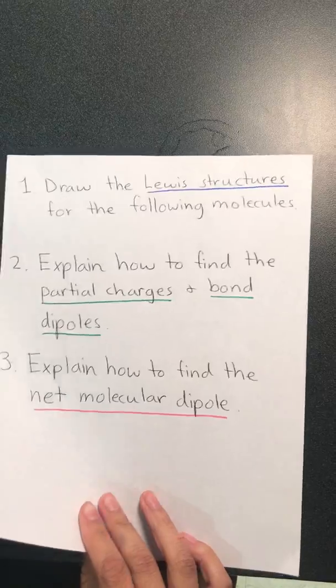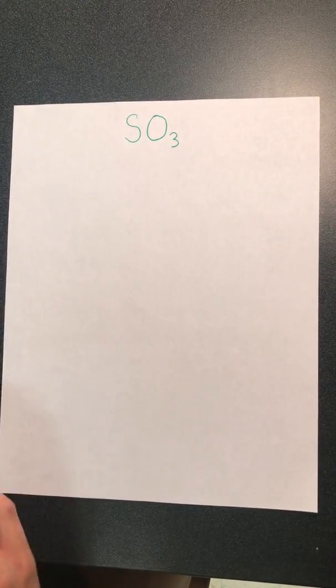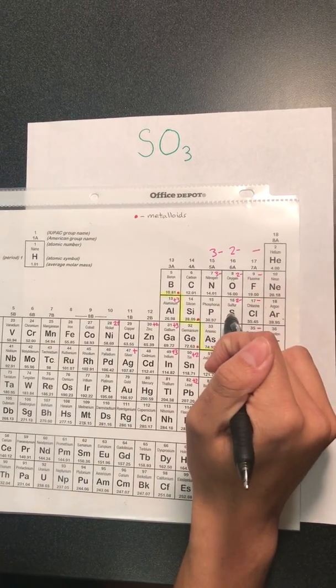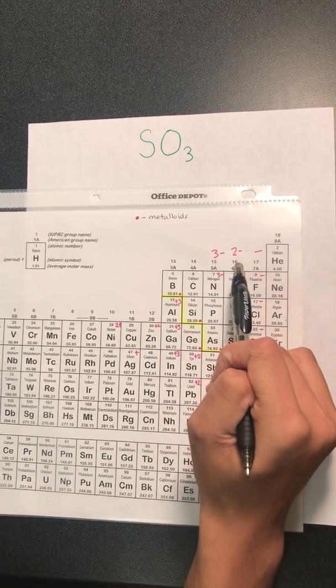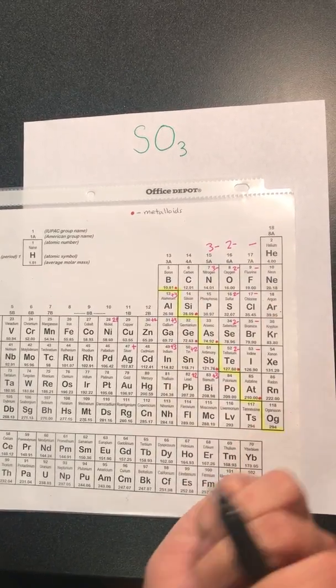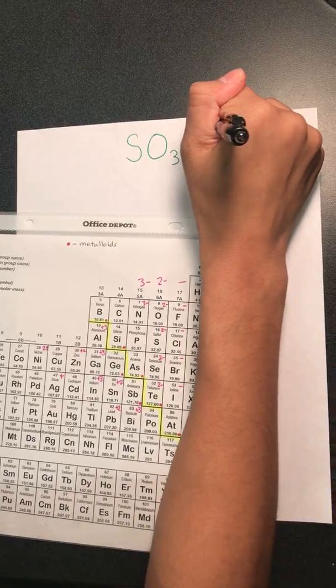So the first molecule we're going to look at is SO3. And we're going to draw the Lewis structure first. So the way that we do that is first we need to figure out how many valence electrons are in SO3. So we're going to look at the periodic table, and we're going to find sulfur, and we see that it's in this column. So we're looking at the second number. It has 6 valence electrons. So we're going to write that, 6.